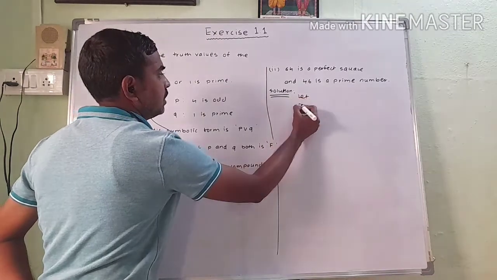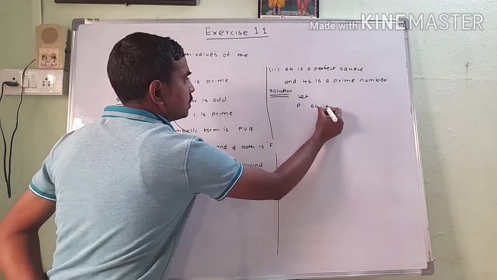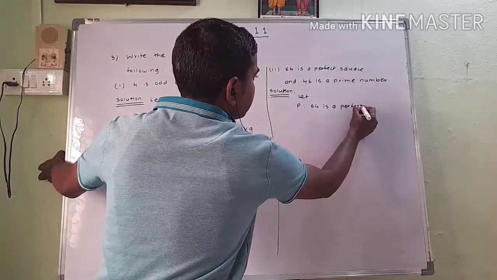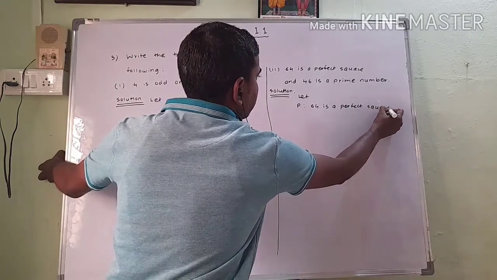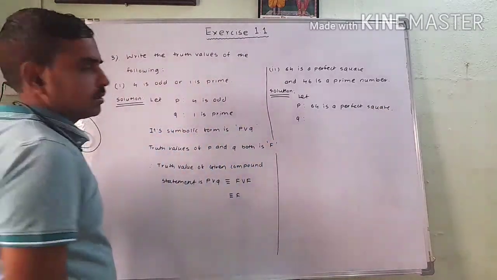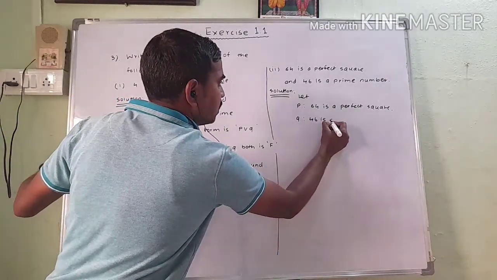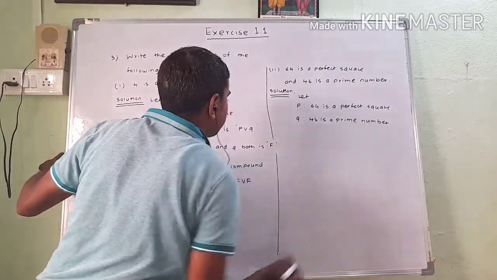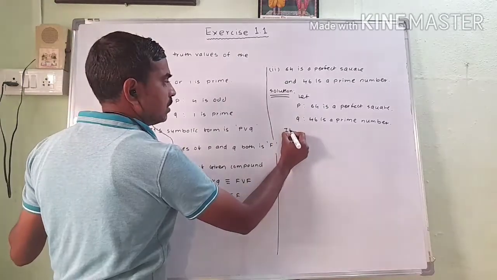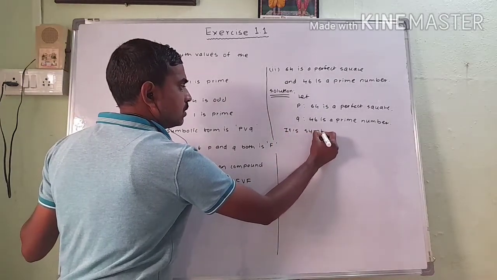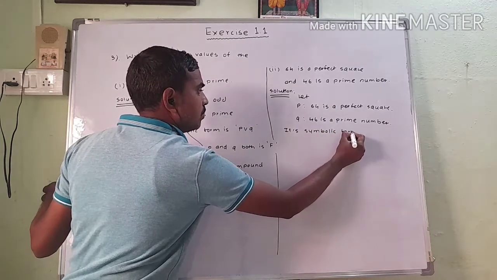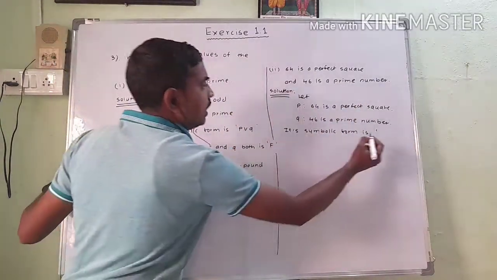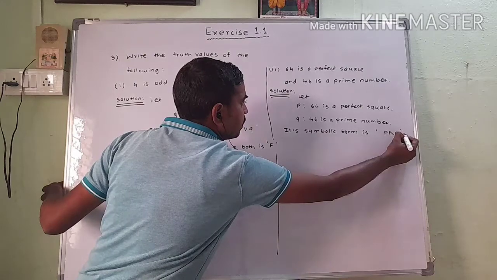For this purpose, first of all we will write: let P stand for 64 is a perfect square, and Q stands for 46 is a prime number. Now first of all we will write the symbolic form. Therefore its symbolic form is, what is connected here? And is here. Therefore we will write here P and Q.